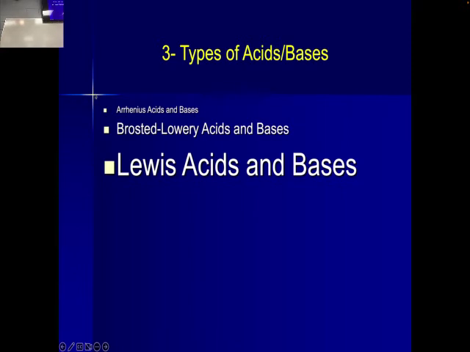Do we actually have to know all three then, or should we focus on the Lewis one? You need to focus on Lewis, but you need to understand that all three exist. Yeah, they're just different ways of thinking about the same thing, really.